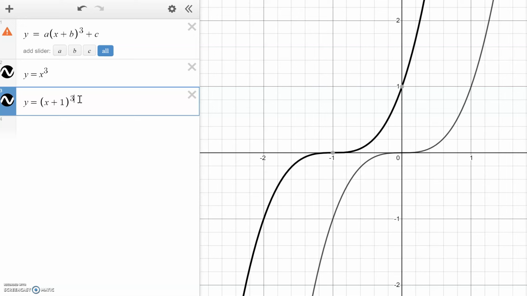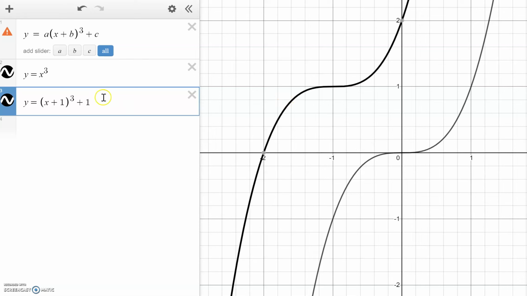Cubed. So we've moved that to the left 1. And let's try to then increase it by 1. And that's moved it up by 1 as well. Okay, so we moved it just like that. And our final bit of information is that a. What does that a do?